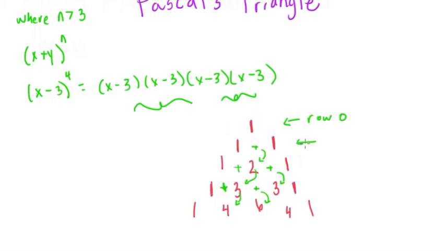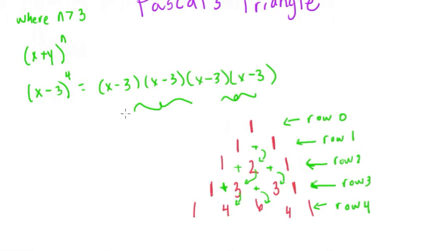This here is called row 1. This here is called row 2. This is called row 3. And this here is known as row 4. Row 4. Now, with these rows, like I said, this is just a light introduction to Pascal's triangle.